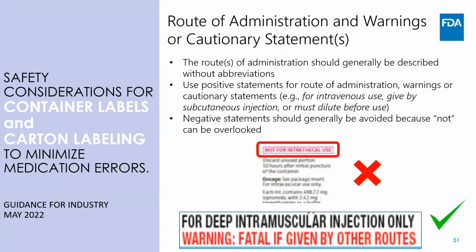As I mentioned before, the route of administration must be on the principal display panel. The route of administration generally should be described without abbreviation. We recommend using positive statements such as "for intravenous use," or "give by subcutaneous injection." Negative statements such as "not for intrathecal use" should generally be avoided because it's easy to overlook the word "not," even when you are emphasizing it by color, using title case or uppercase, bolding, underlining. We've still received reports that that word has been overlooked.